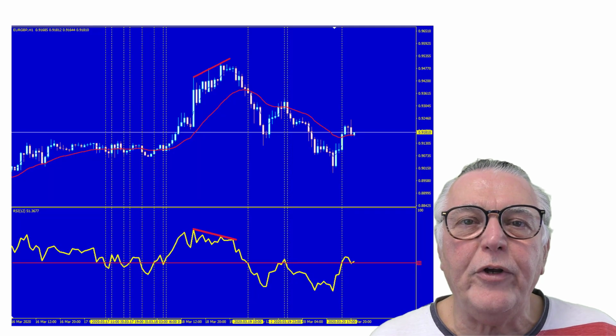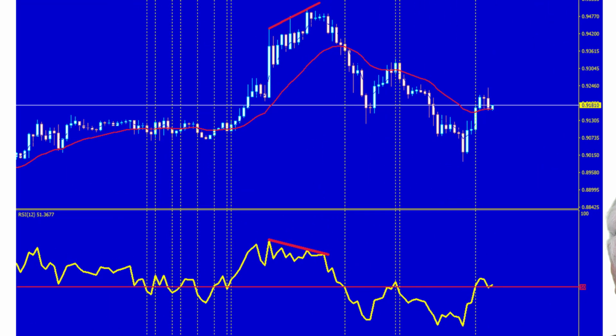Now, on your chart here, you can see the same signals being provided by the moving average crossover system and the RSI. So when the RSI crosses over the 50 line, it gives the same signals as when the price crosses over the moving average line, and there is a typical example.